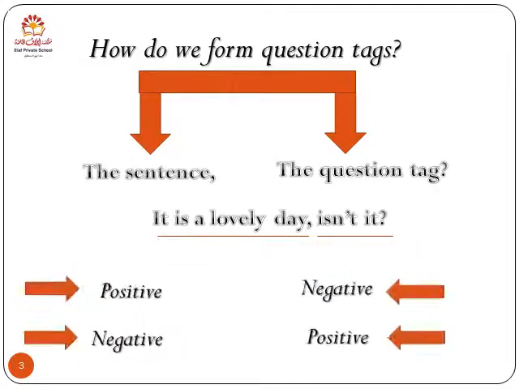Okay, now, the rule is really simple. If the first part, if this sentence is positive, the question tag should be negative. If this part is negative, the question tag should be positive. Don't be confused. I'm going to explain it in the next slide.